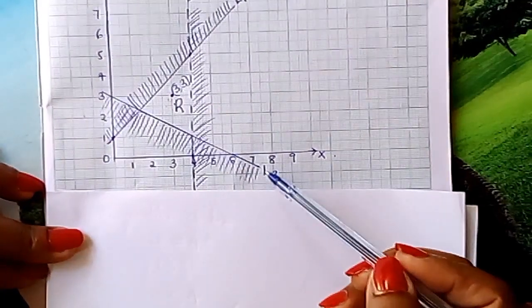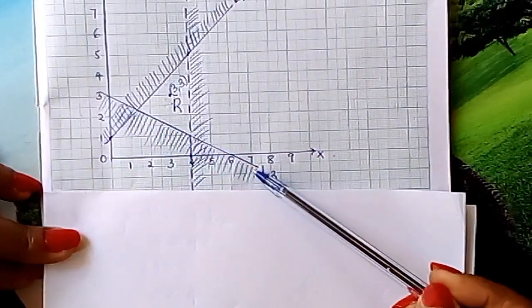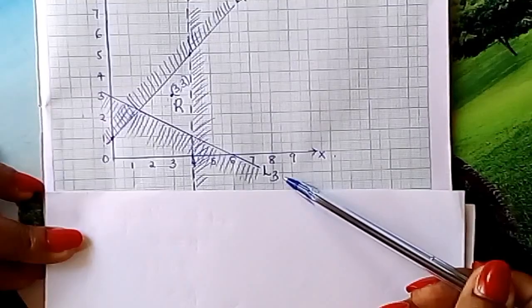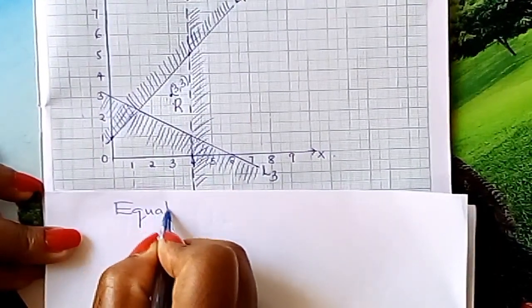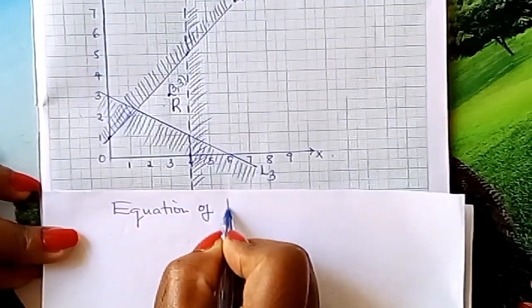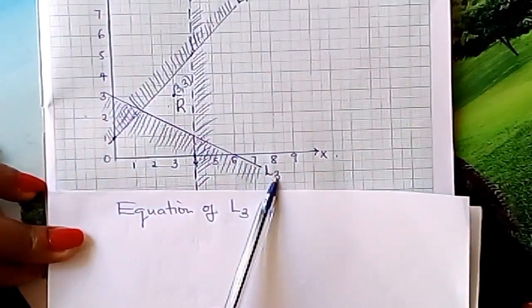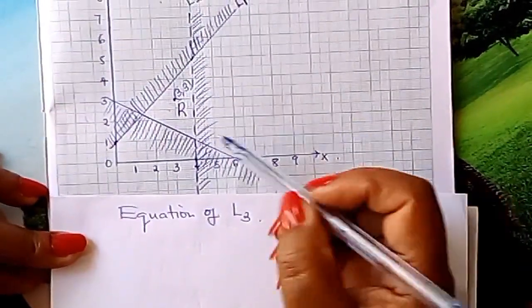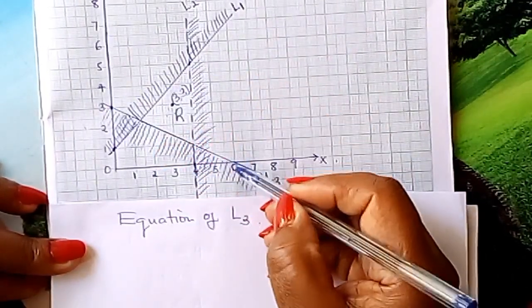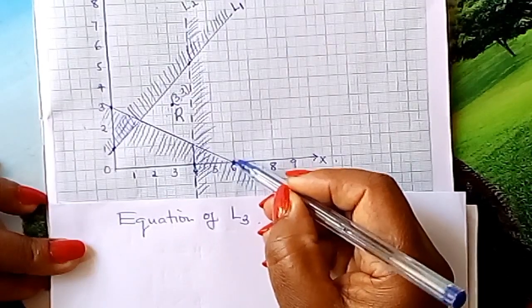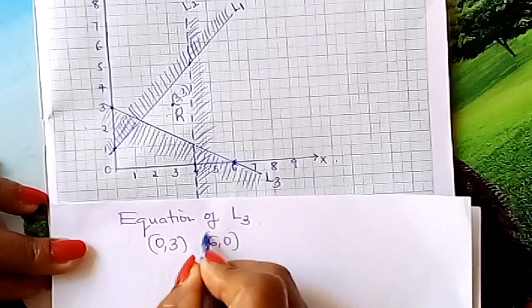So let us now go to the third inequality, Lana, which is got from this line L3. So we first get the equation of the line L3. How do we get it? This line is slanting, Lana, so you pick 2 points. Which points do I pick? Let me pick 0, 3, this one, and 6, 0. Look at that. 0, 3 and 6, 0.